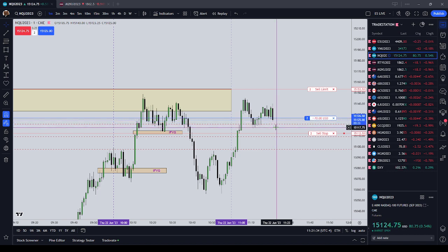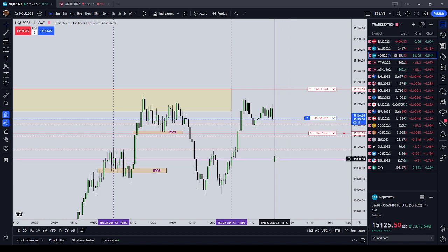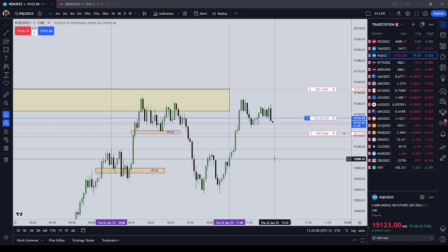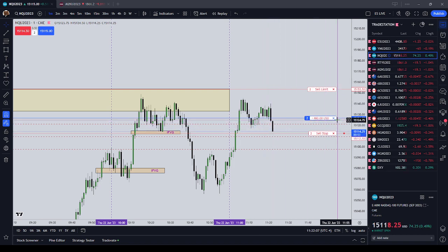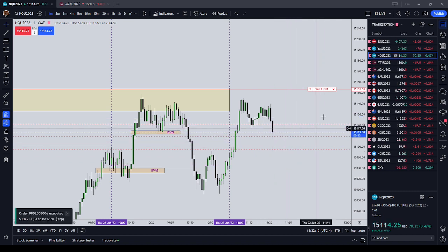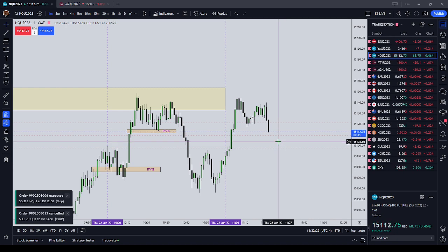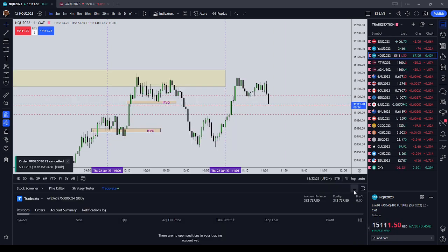Dipping back down into that same fair value gap. I'm not very confident with my trade. No separation in these candles. Okay. So obviously it did not want to respect that inverted fair value gap. So we are going to take a loss. And I think that our original idea is probably in play. So sitting with a loss now.